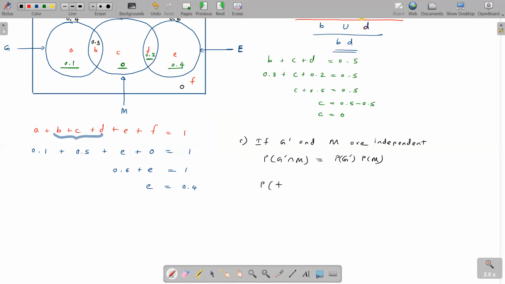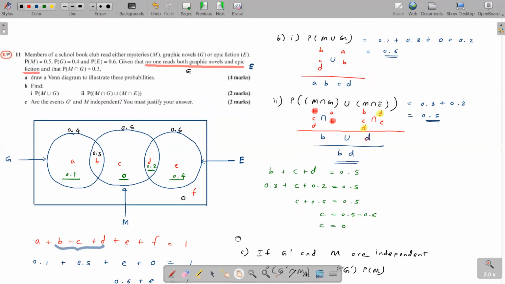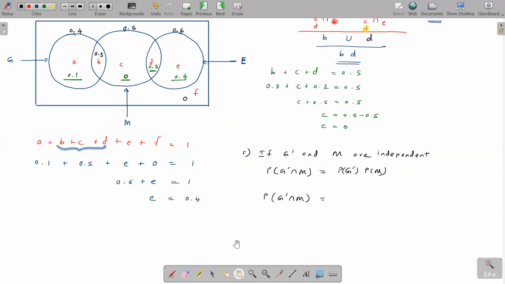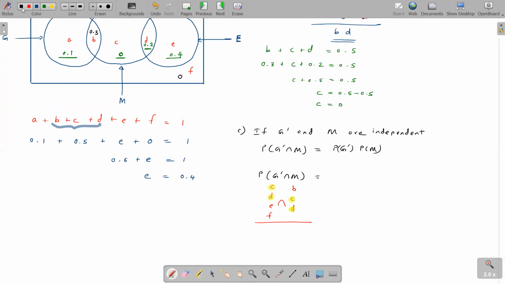Let's see if this requirement is met or not. Can you guys get me the probability of G dash intersection M? Did we find it anywhere? No, right? Okay, shall we find it? So G dash means the regions outside of circle G. Inside the circle you have A, B. Outside you have C, D, E, F. Great. G dash is C, D, E, F. Intersecting with circle M. Inside circle M you have the regions B, C, D. So take the intersection, the common thing. C and D are common. That's it. So G dash intersection M is C and D.